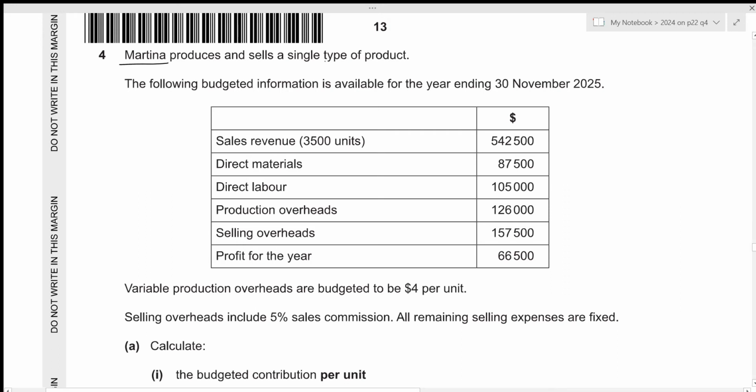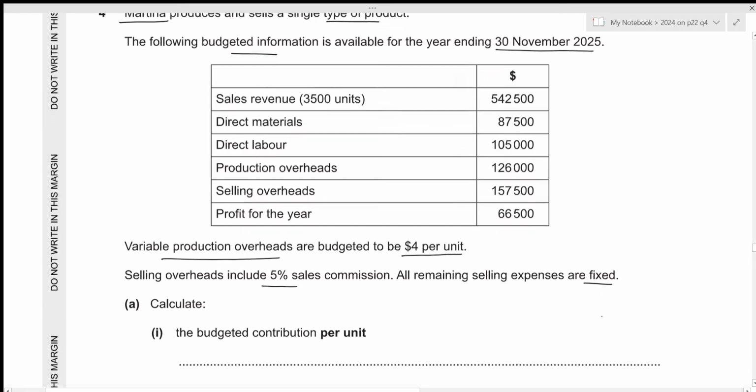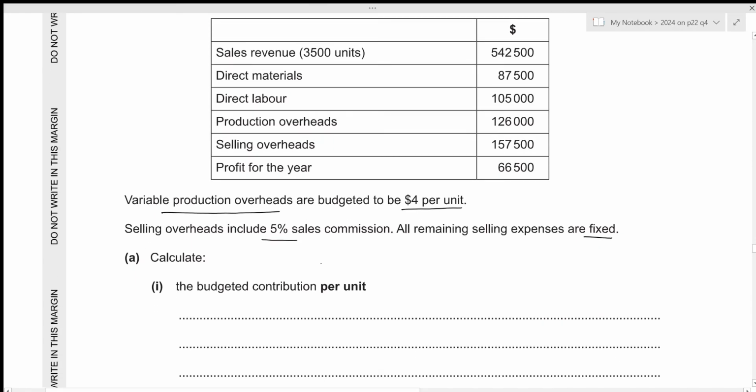Martina produces and sells a single type of product. The following budgeted information is available for the year ending 30 November 2025. Okay, we have the sales revenue, direct materials, direct labor, production overheads, and selling overheads, as well as profit for the year. Variable production overheads are budgeted to be 4 per unit. Selling overheads include 5% sales commission. All remaining selling expenses are fixed. We need to calculate the budgeted contribution per unit. Remember that contribution per unit is just our selling price minus the variable cost.